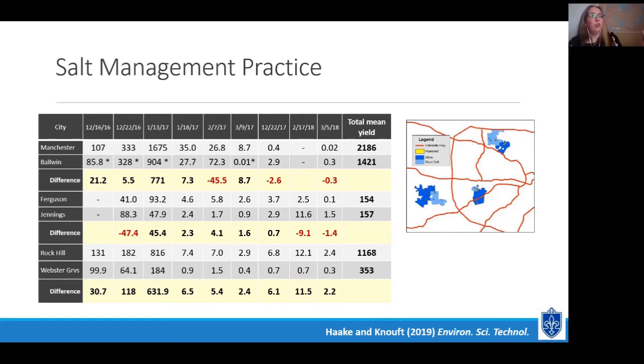the city that used brine is the one shown on the bottom in the darker gray. And then positive differences represent instances when the brining city had less salt in their stormwater.